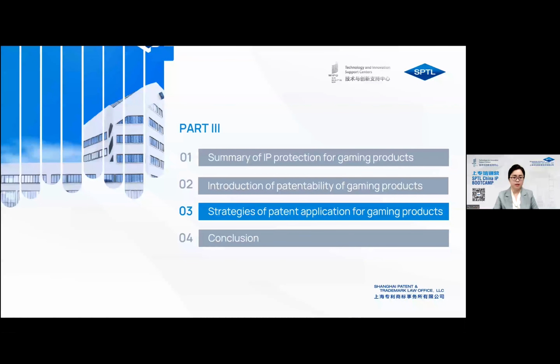Now, based on the above two cases, it can be seen that drafting the application in a suitable way plays a very important role during the prosecution of game-related applications. Now, let's move on and talk about strategies of patent applications for gaming products in China.